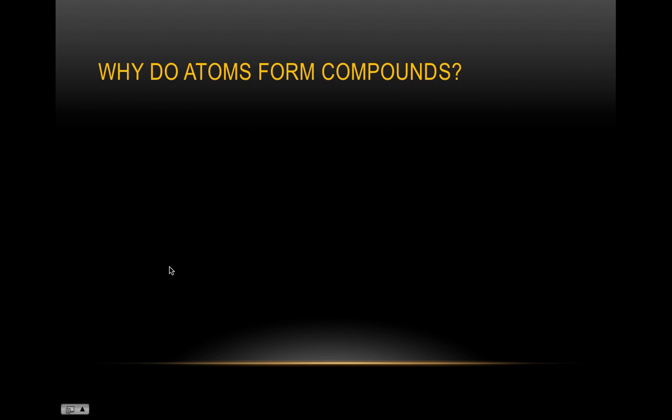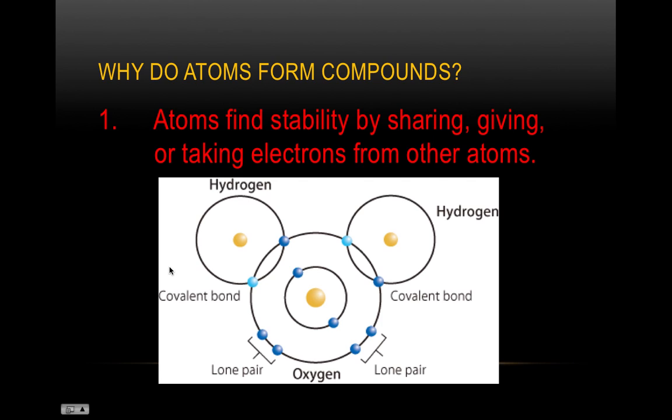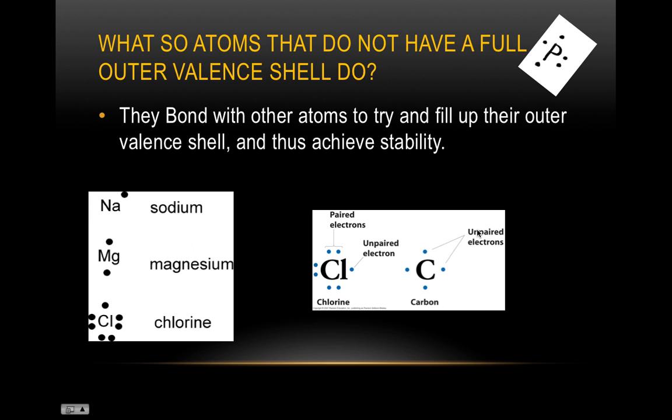So why do atoms form compounds? Well, number one, atoms find stability by sharing, giving, or taking electrons from other atoms. You can see in this picture down here one of the most famous compounds there is, water. Hydrogen has 1 in its outermost valence shell, this hydrogen has 1, and the oxygen has 6. So they each share 1 with each other, thus completing their outer valence shells and becoming happy.